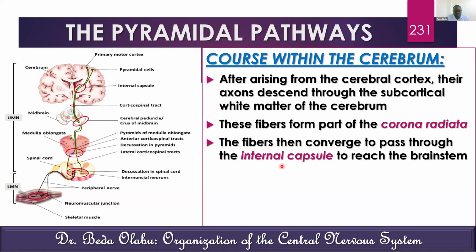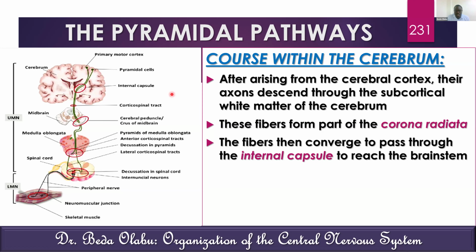So take note that the internal capsule is actually an example of a collection of projection fibers on one side of the hemisphere. Okay, it's bilaterally placed. So if you look at one side, the projection fibers of that hemisphere, a lot of them pass through the internal capsule so that they can reach the brainstem. So this zone there is what we call the internal capsule before the fibers reach the brainstem.